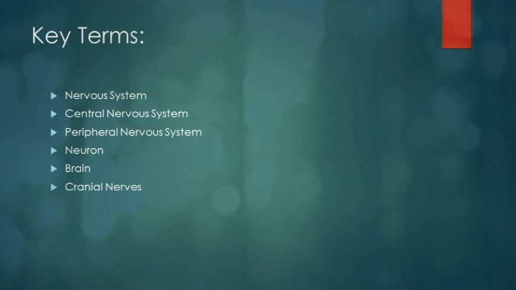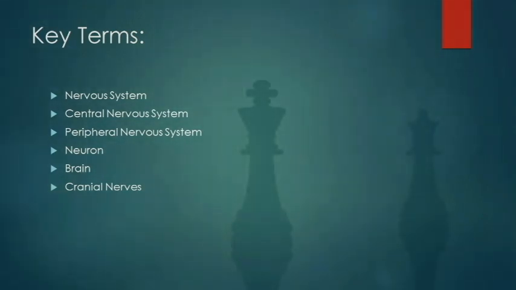Now, within the nervous system, there is the central nervous system, the CNS. And the central nervous system consists of the brain and spinal cord. And it's like the control center of the body, responsible for processing information and making decisions and sending signals to the rest of the body.